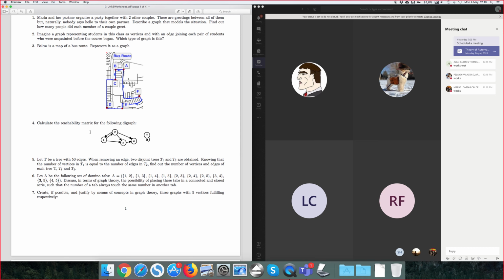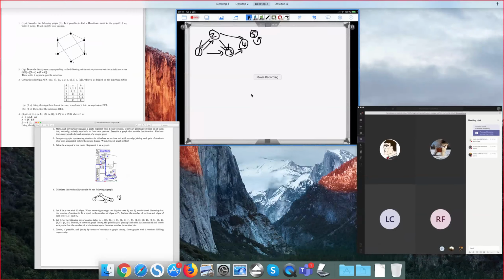Okay, I'm copying the graph. 5. Okay. And let me now move to here. Okay.